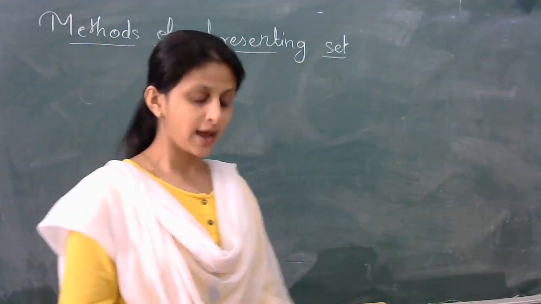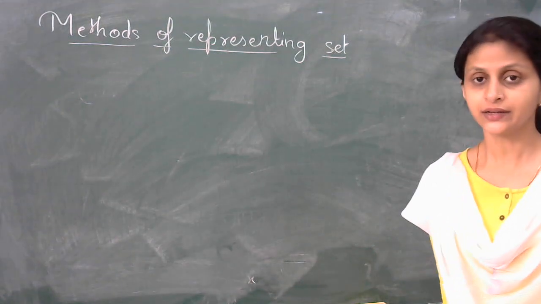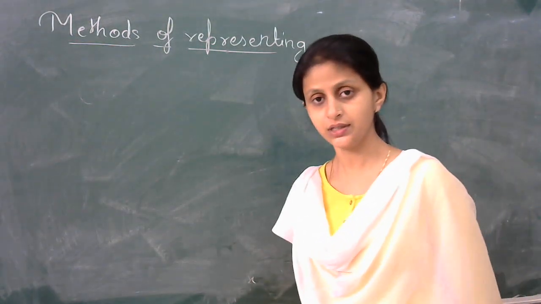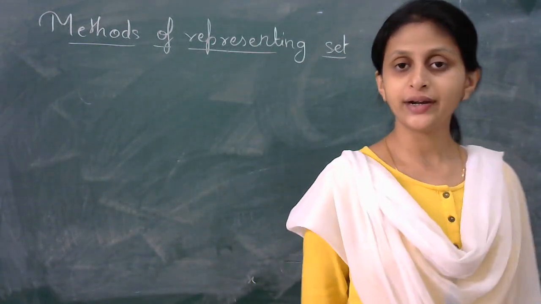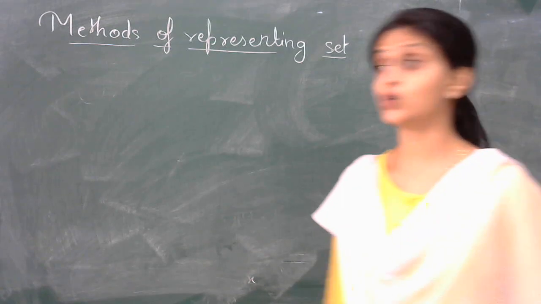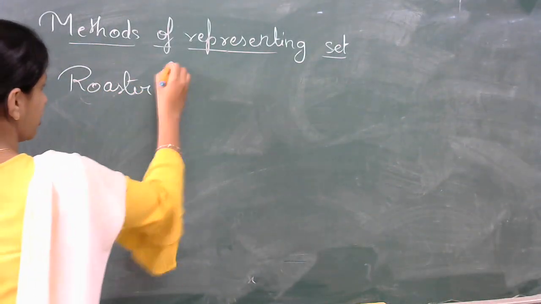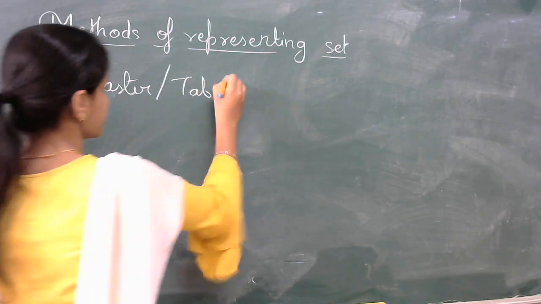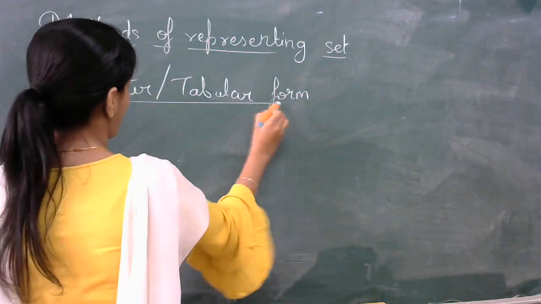Okay. So, as we have done in my previous class, methods of representing a set, we have seen that we have two types of methods. First one is roster or tabular form, and second one is set builder form. So already we have learned what is roster or tabular form, right? What is roster or tabular form, students? In this we have three things. What are those three things?